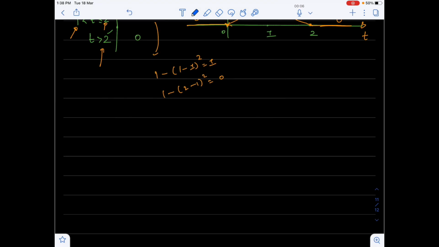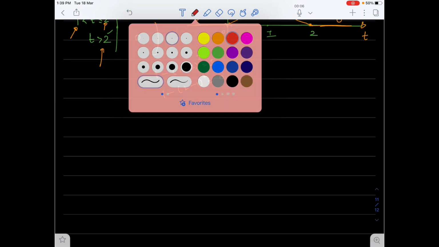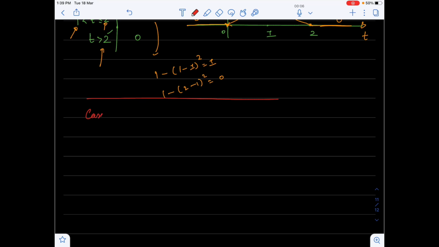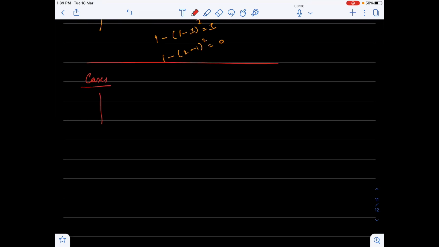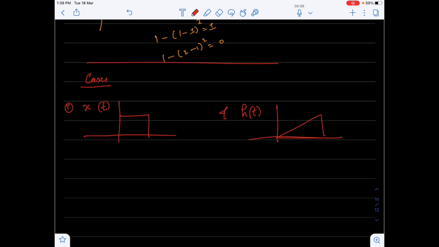Let me show you a few cases. We have x of t something like this, and sorry for this, x of t has a graph which is very simple, and suppose h of t is something like this. Now you see that the simpler one is actually x of t.